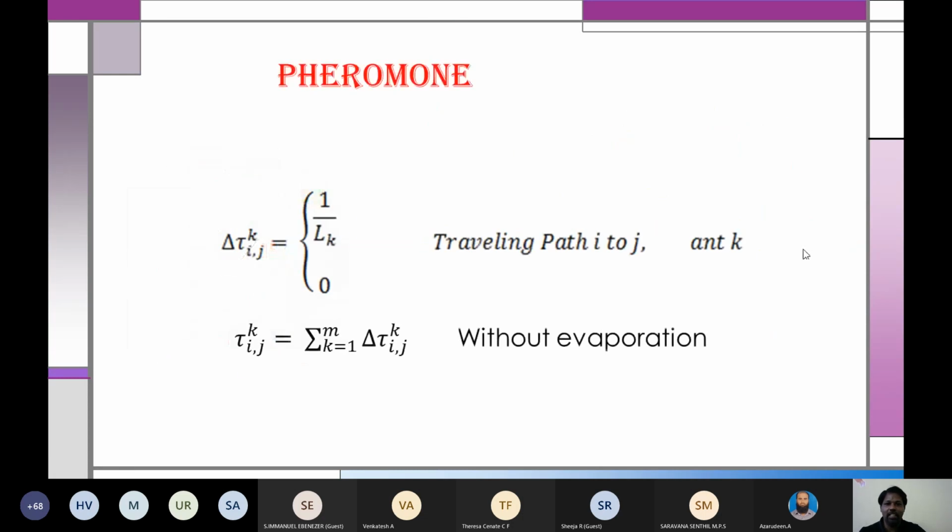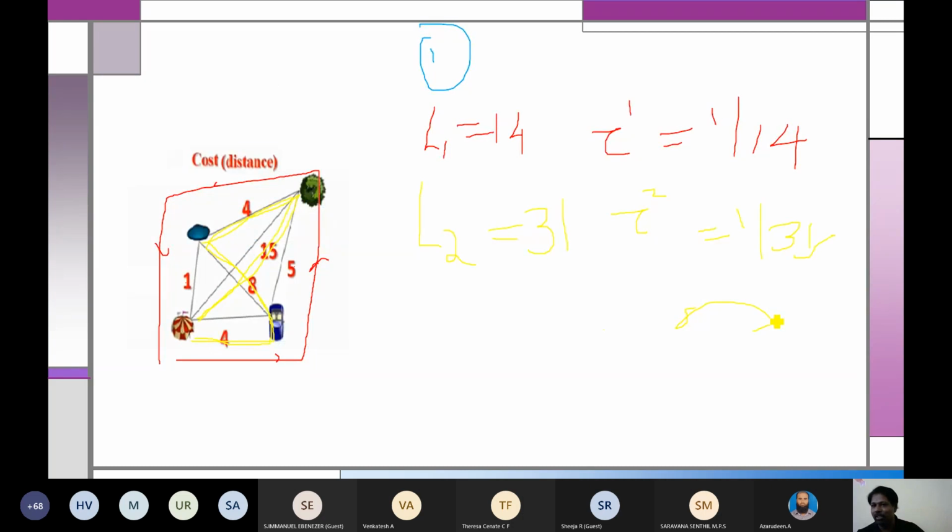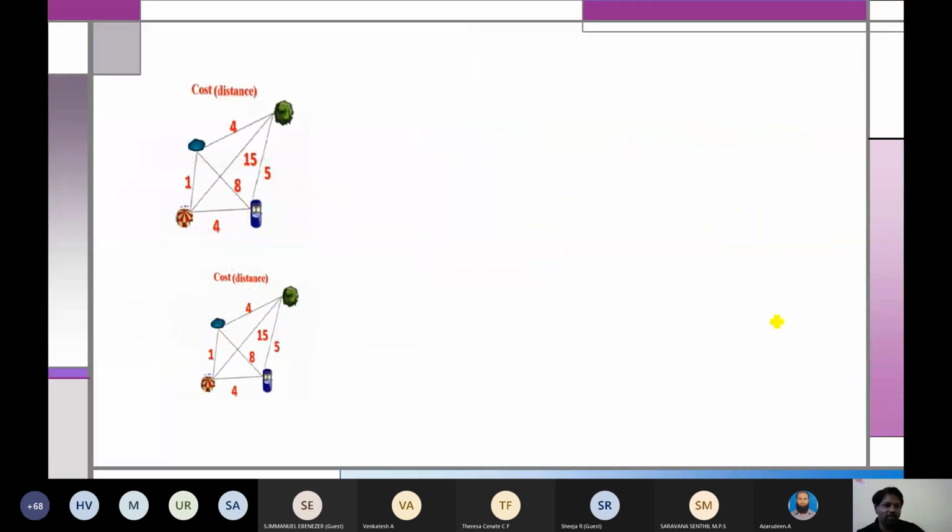This is for this equation, and this equation is done. Now let's calculate this one. In any path, if more ants are traveling, it is the sum of all those. If only one ant is traveling, it's the same. So the first one is this one. Hope you understood. Now let me go for the next one.